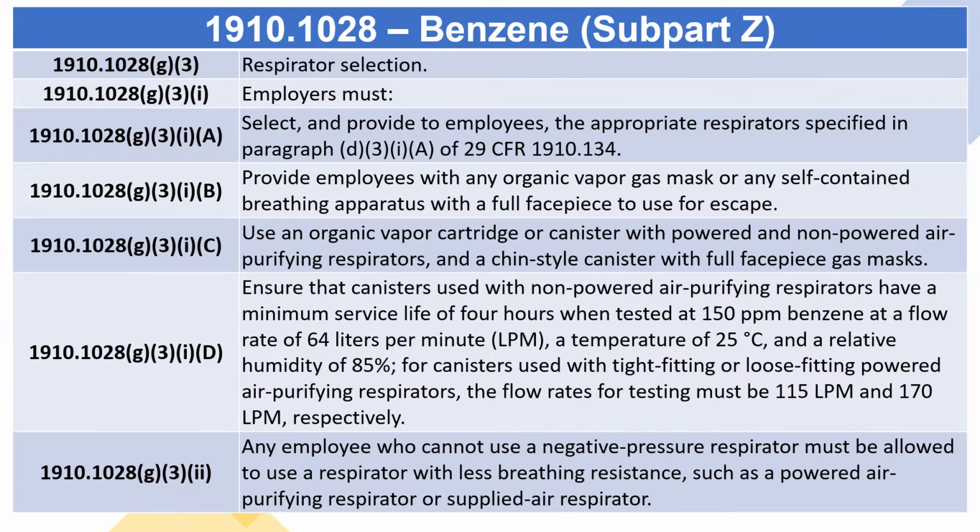1910.1028(g)(3)(ii): Any employee who cannot use a negative pressure respirator must be allowed to use a respirator with less breathing resistance, such as a powered air purifying respirator or supplied air respirator.